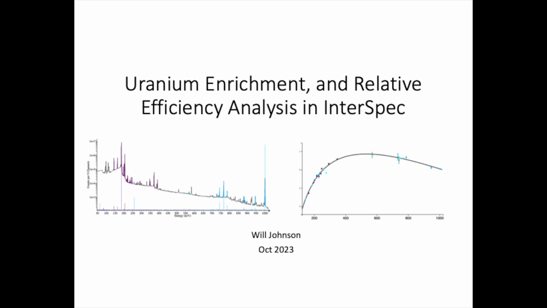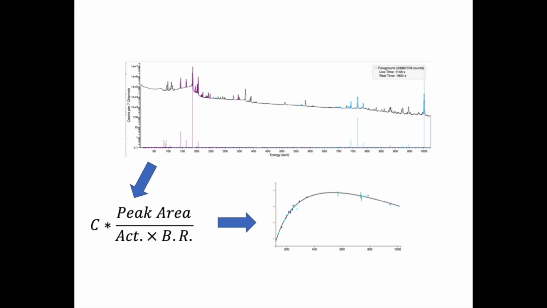In this video, we're going to discuss performing uranium enrichment calculations and the more general relative efficiency analysis in InterSpec. The key to relative efficiency analysis is that if you divide a peak area by the nuclide's activity and branching ratio for that energy, you then expect the results to all fall along a smooth curve, at least above the X-ray absorption edge. So for uranium, above 120 keV or so.